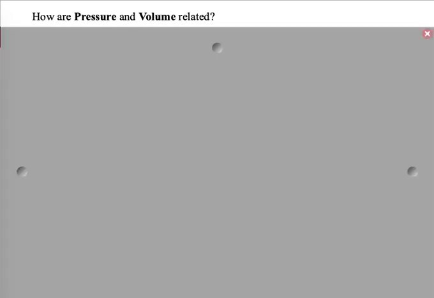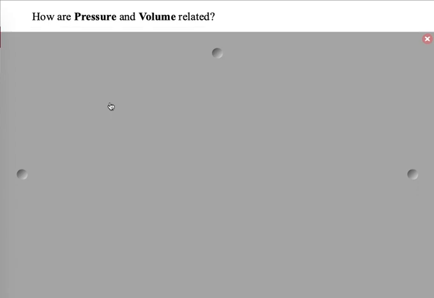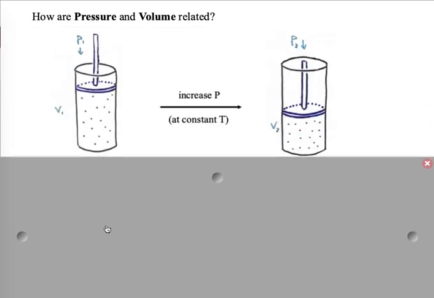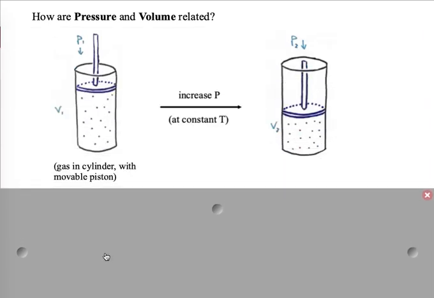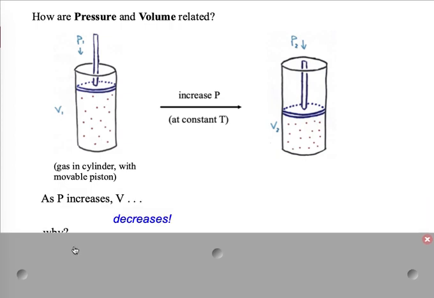So let's begin. How are pressure and volume related to each other? Well, let's do an experiment in which we take a sample of gas in a cylinder with a movable piston on the left. The piston can move up and down. A certain pressure P1 is exerted on the sample of gas and it occupies a certain volume V1. What happens to the volume as we increase the pressure at constant temperature? Well, as you would predict and as you saw in class, as the pressure increases, the volume decreases.